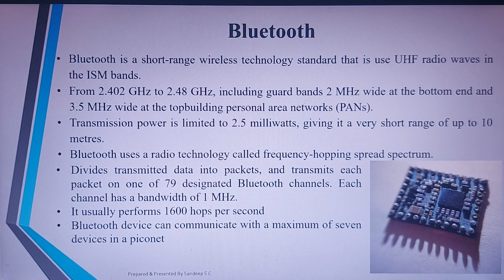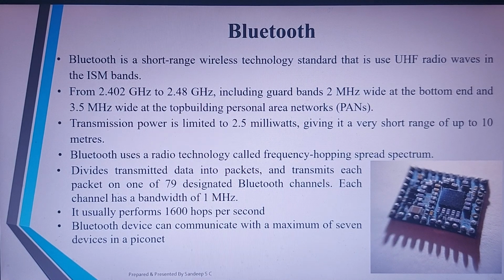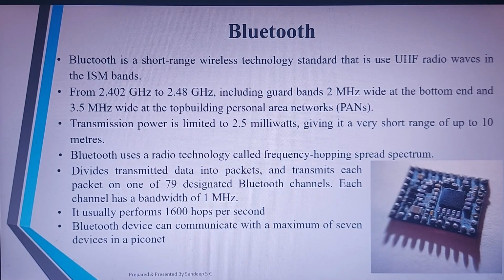It usually performs 1600 hops per second. So we can observe that the hopping is very, very high. That is 1600 hops per second. Again, hopping, as we already said, is nothing but changing the frequency from one channel to another among the 79 designated channels. Bluetooth can communicate with a maximum of 7 devices in a particular piconet. We can see a Bluetooth module here; a small picture is given just to indicate how a Bluetooth module looks.